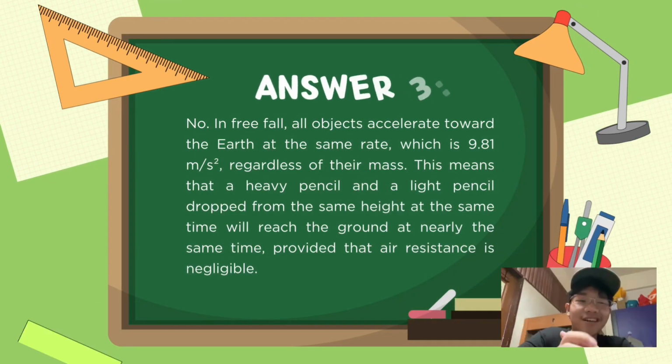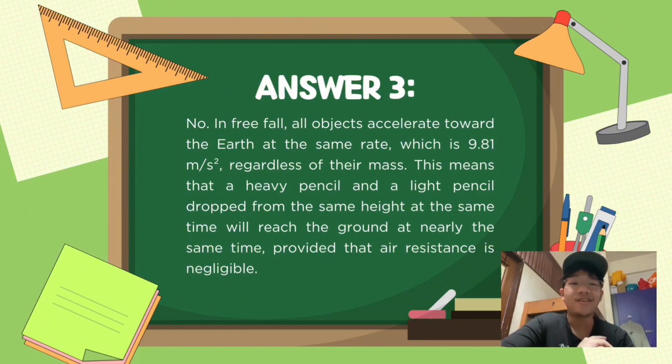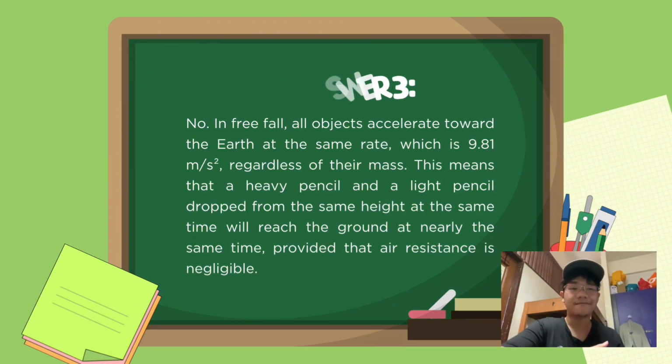So continuing on to answer 3, no. In free fall, all objects will accelerate towards the Earth at the same rate, which is 9.81 meters per second squared, regardless of their mass. This means when a heavy pencil and a light pencil drop at the same time from the same height, they will reach the ground nearly at the same time, provided that air resistance is negligible.